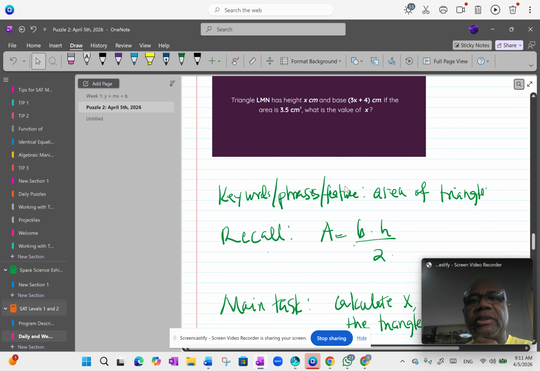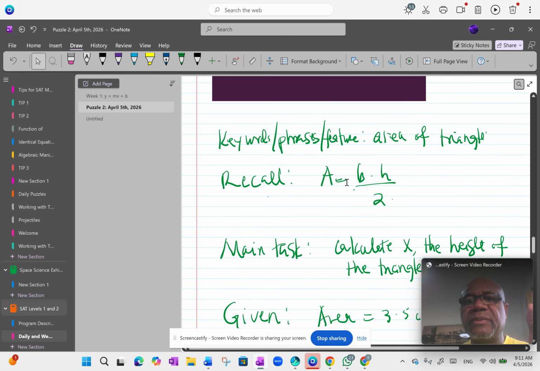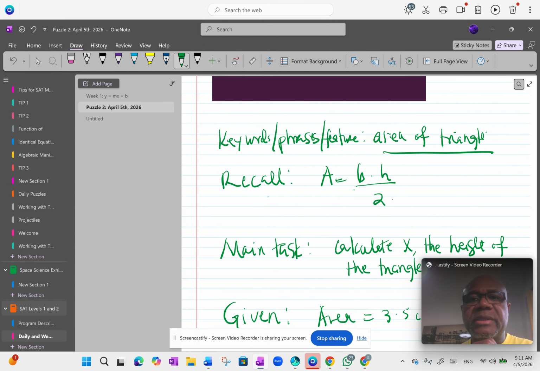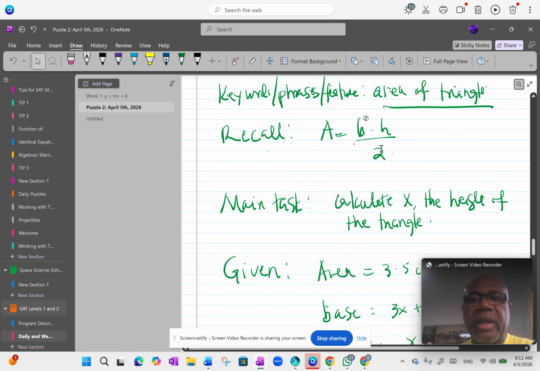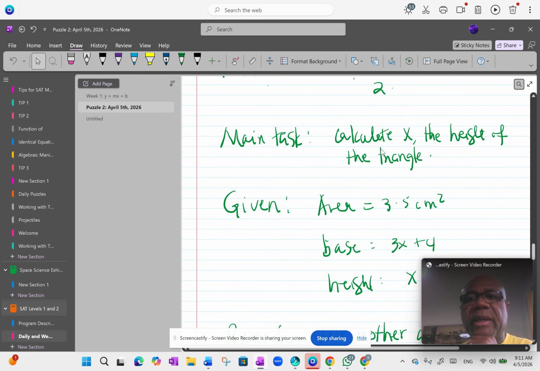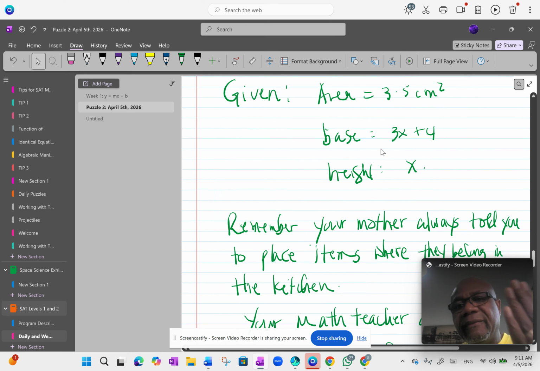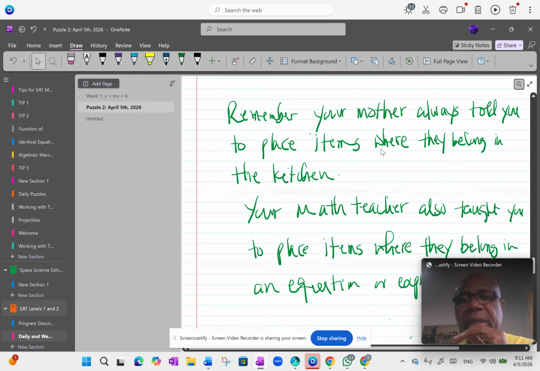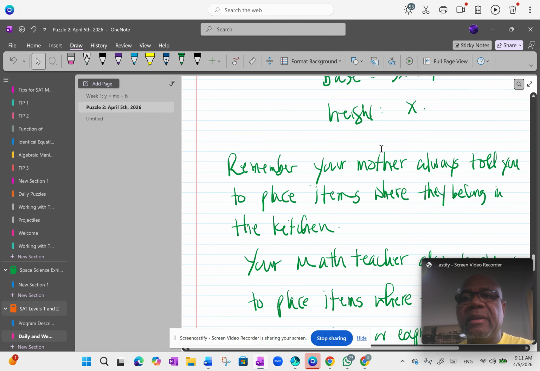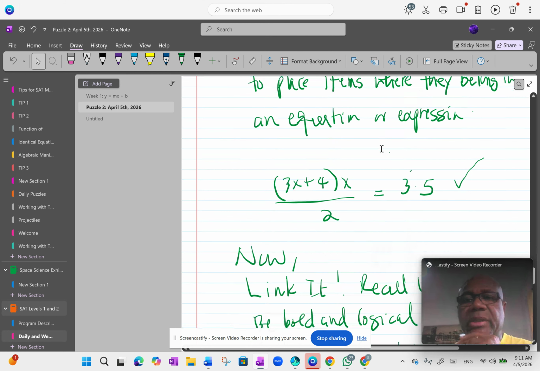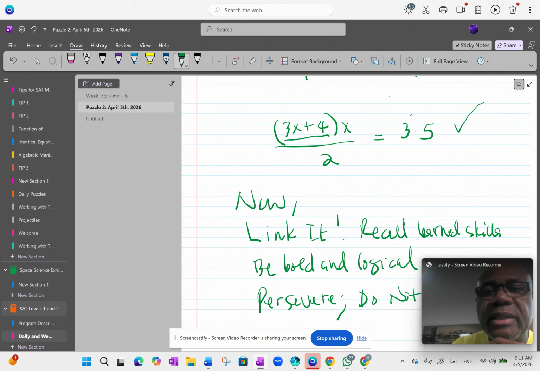Now, here's the main challenge, level 2. Still a triangle. We're given the height as x centimeters, the base as 3x plus 4 centimeters, and the area. Still, follow the rules. First principle thinking: this is the key phrase, area of a triangle. Recall this formula. Now I have the given information. Again, we've got to place these numbers where they belong in the equation: base 3x plus 4 times height over 2.